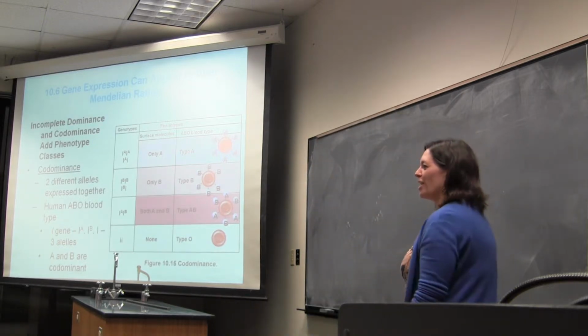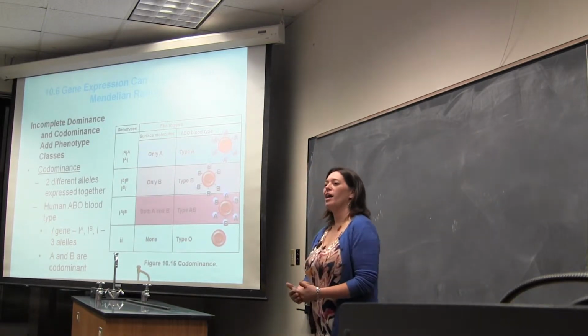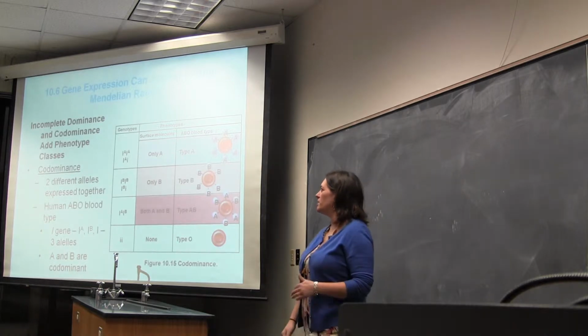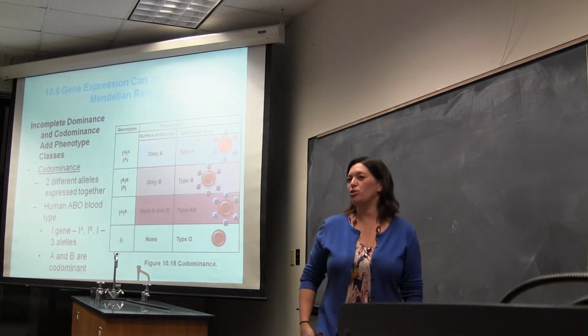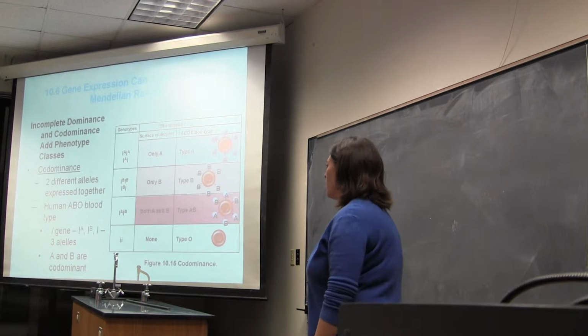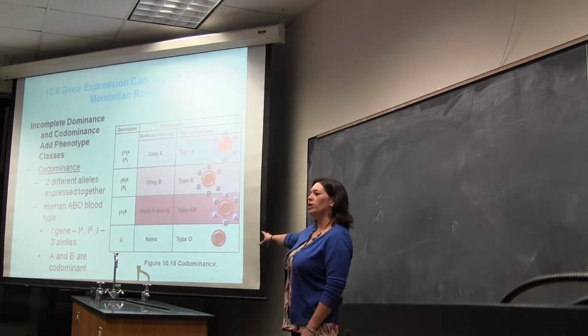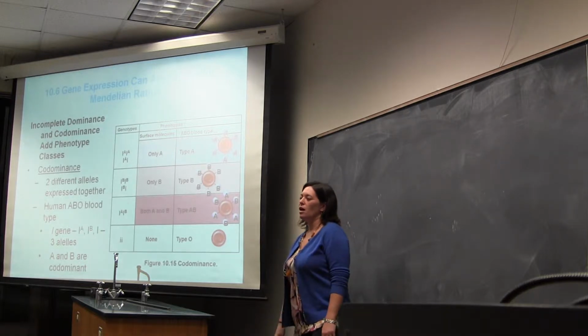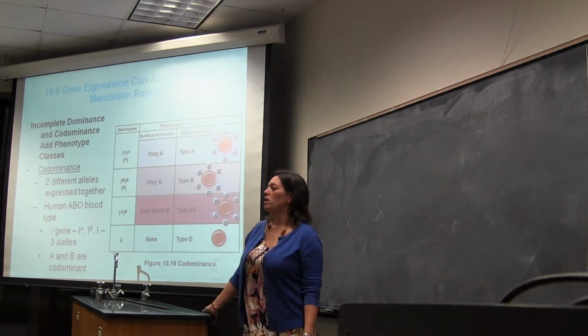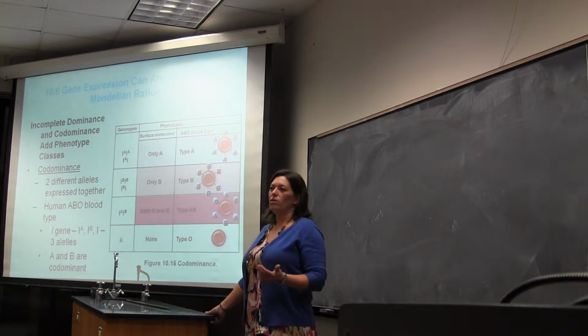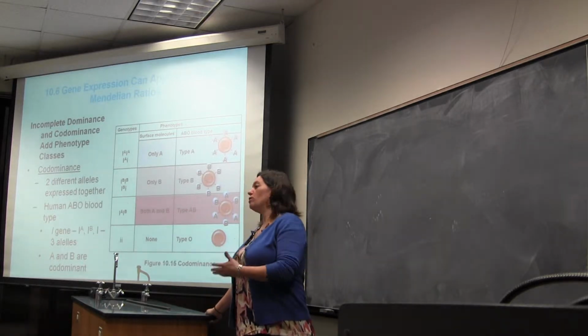Okay, so when we're talking about different types of patterns of inheritance, codominance and incomplete dominance are going to be two examples of various different types of inheritance patterns. And so when you have codominance occurring, that's when you're going to have more than one dominant allele contributing to a phenotype.